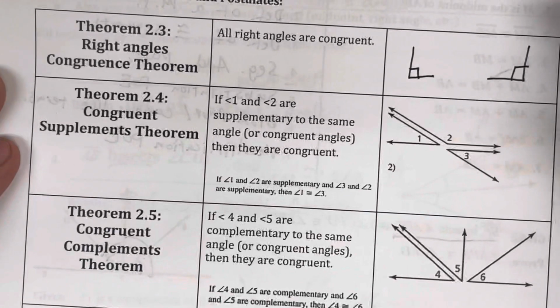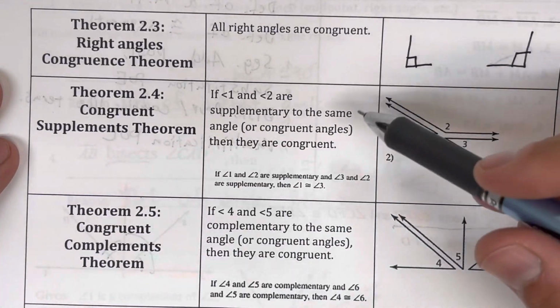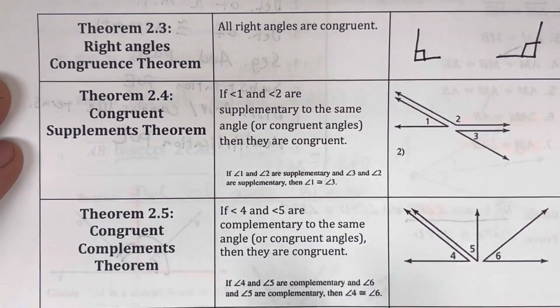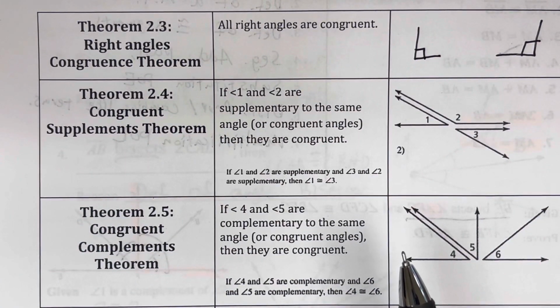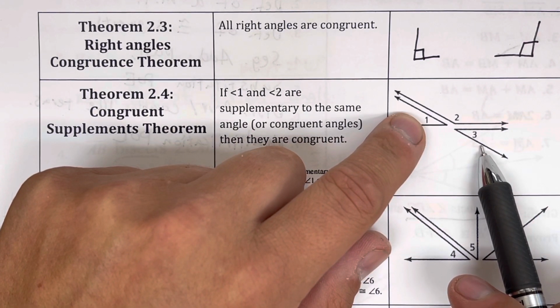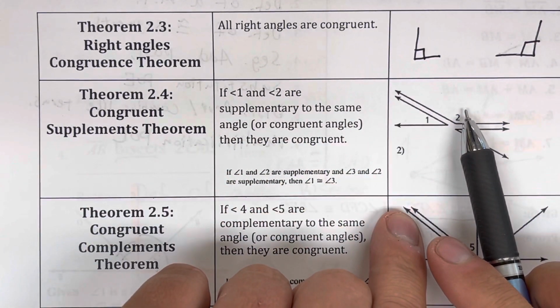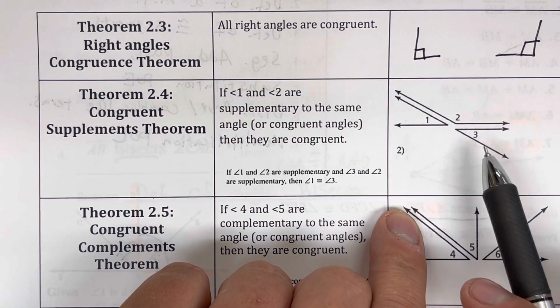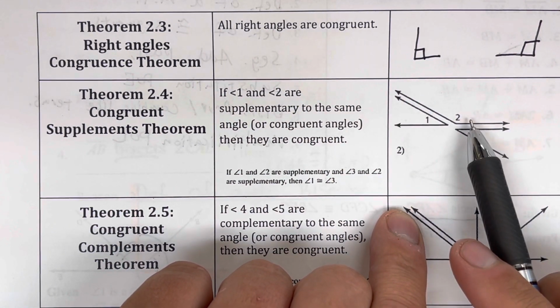The next one's the congruent supplements theorem. Now this one is just a shortcut that can be used a lot of times, and really what it's saying is if I have two angles, angle 1 and angle 3, that are both supplementary to angle 2, that would mean that angle 1 and angle 3 would have to be congruent because they're supplementary to the same thing.